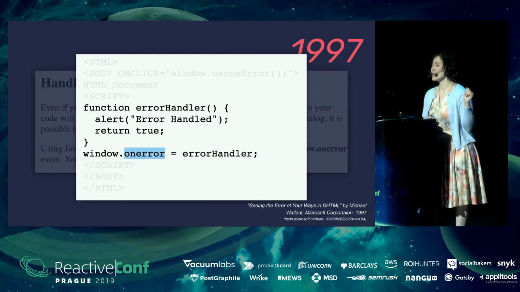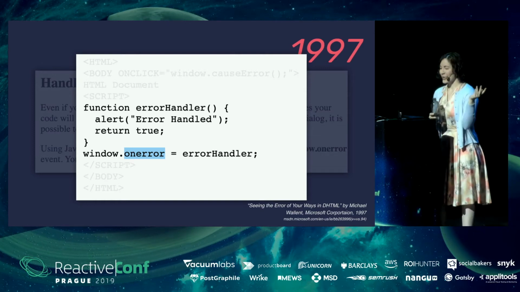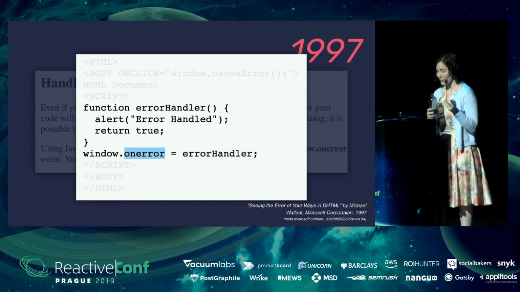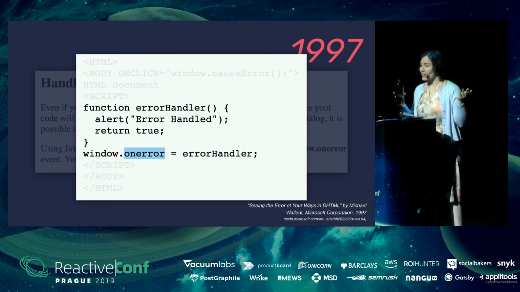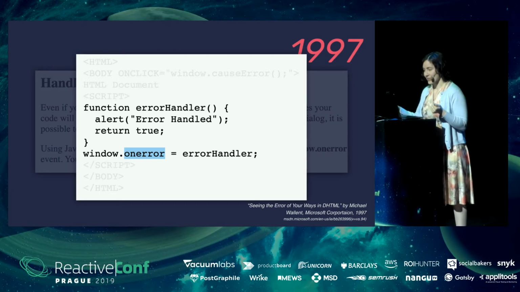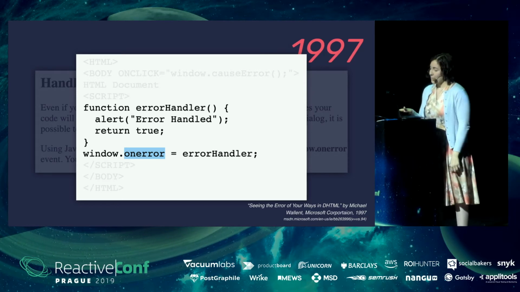So this is the code that they recommended. You copy-paste. Alert, error handled. Return true to avoid default behavior, and then set that to window.onError. So we had that error handler at least as far back as 1997, almost as old as JavaScript itself. This is what it looked like.